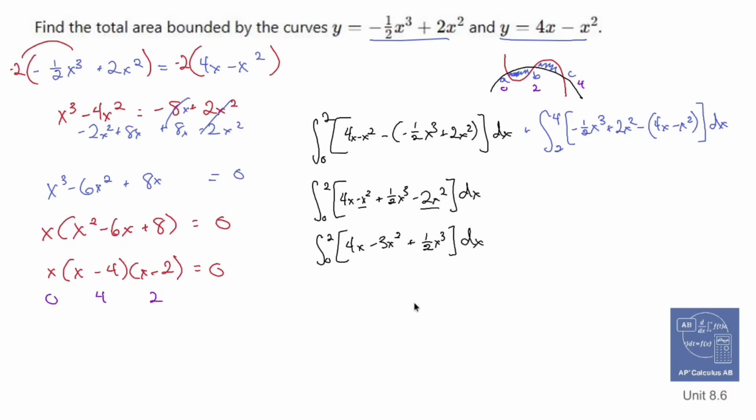And integrating from 0 to 2 is going to leave me with 2x squared minus x cubed plus 1/8 x to the 4th, with limits at 0 and 2.